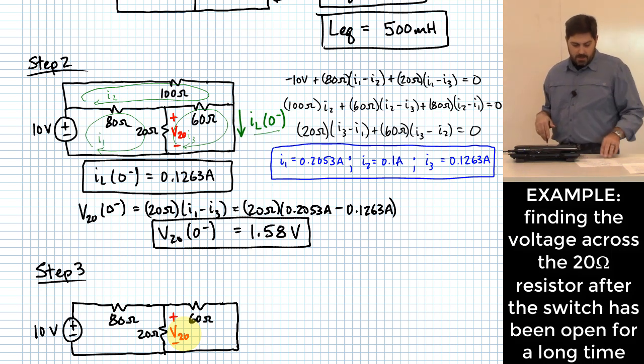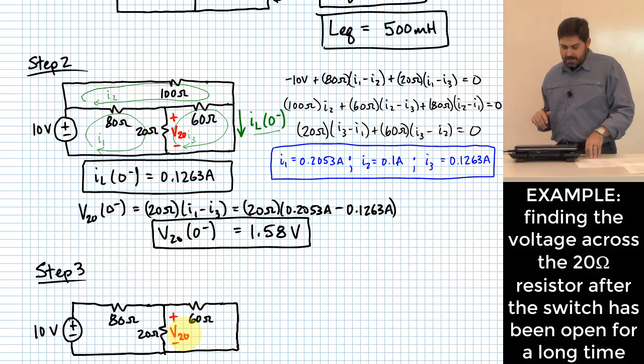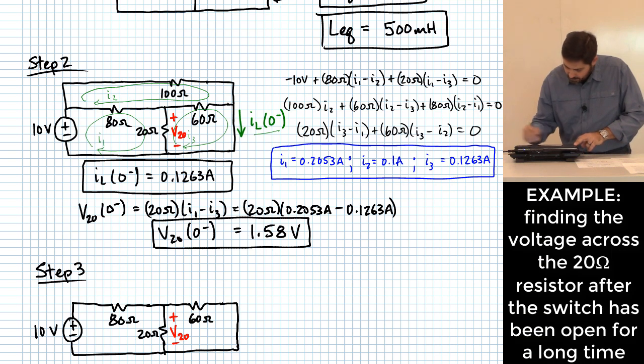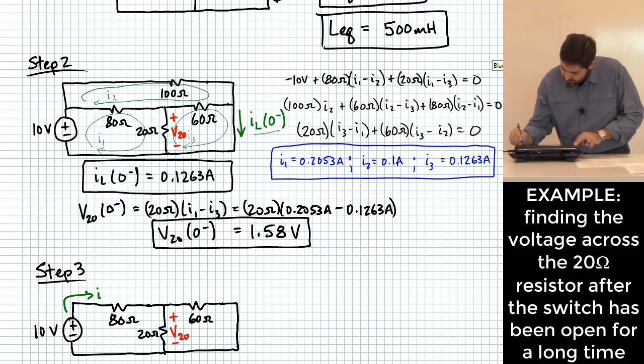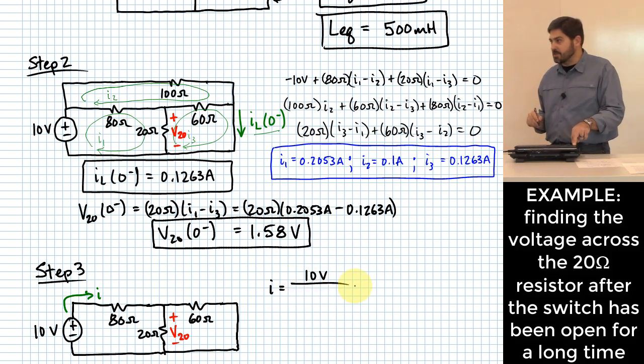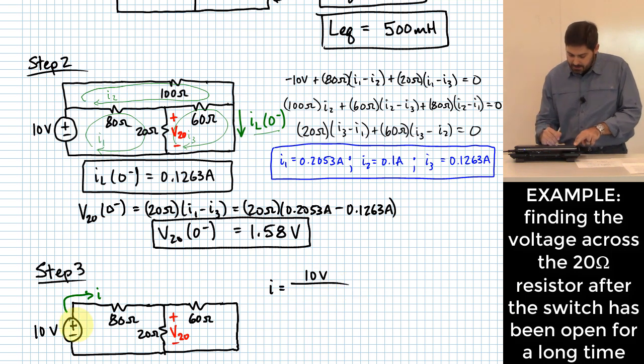What technique do you like for this? I'll tell you what I like for this. I like the idea of going a little bit old school. Here's what I mean. We can define a source current. Let me just call it plain old I. What is that source current going to be? Should be 10 volts divided by whatever our equivalent resistance is. What is the equivalent resistance as seen by this 10 volt source?